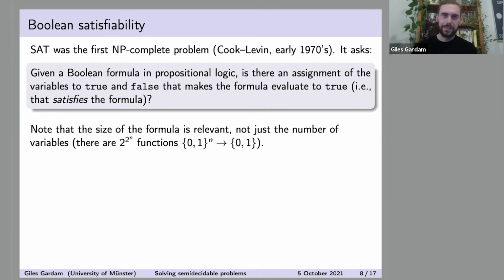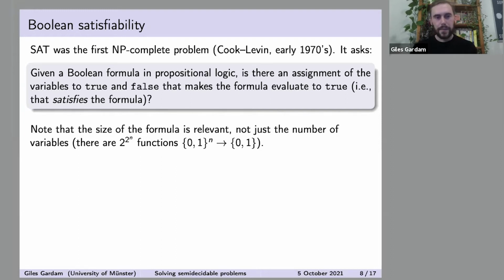So I just want to stress that the size of the formula is relevant. How we actually encode our problem is important. And we're not just talking about whether this is something that's solvable in certain time compared to the number of variables, say. In fact, a formula is a way of encoding some function from these assignments to the set true or false, or perhaps I should say false, true, 0, 1. And there are 2 to the 2 to the n such functions. So certainly, in order to encode them in general, I can't get away with encodings that are, say, polynomial in the number of variables. In general, some of these will need exponential size to even formulate them.